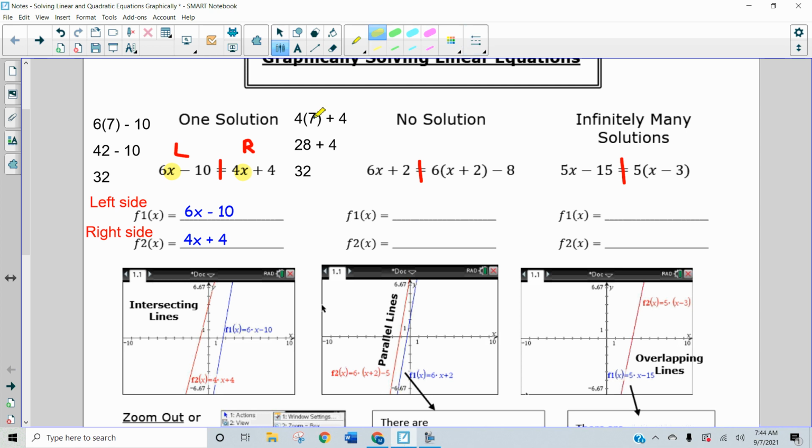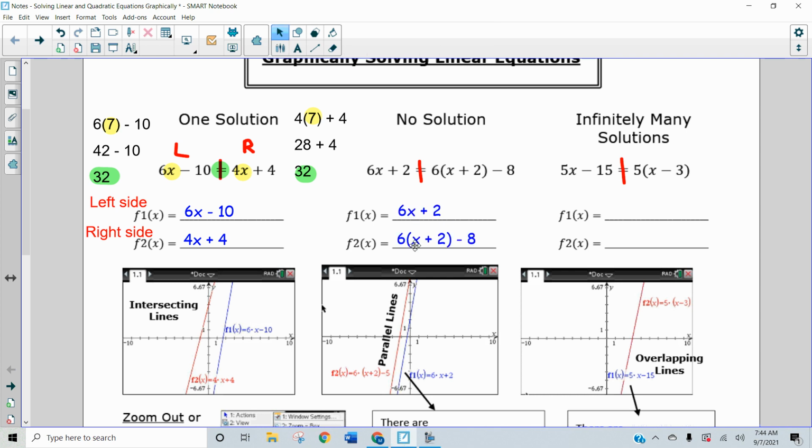When we plugged our solution of x equals 7 into the equation, we got a left and a right side that are equal. And so that's what our solution is. It's finding a value that we can substitute into the equation that gives us a true statement. Okay, so we do the same thing here.